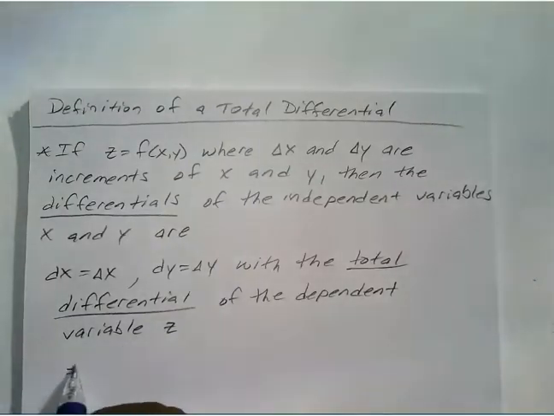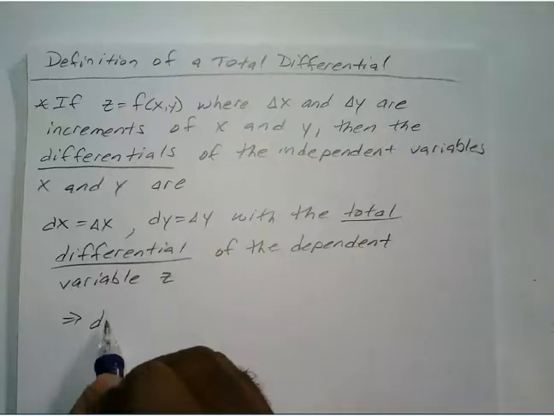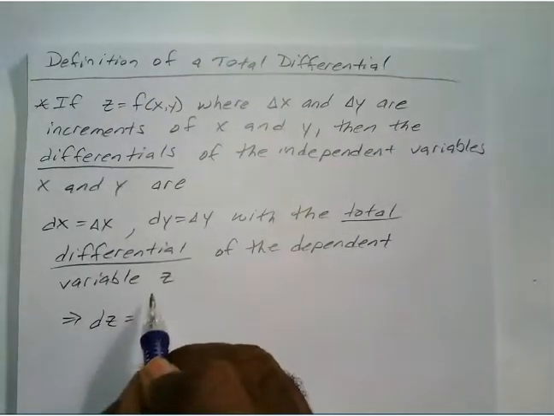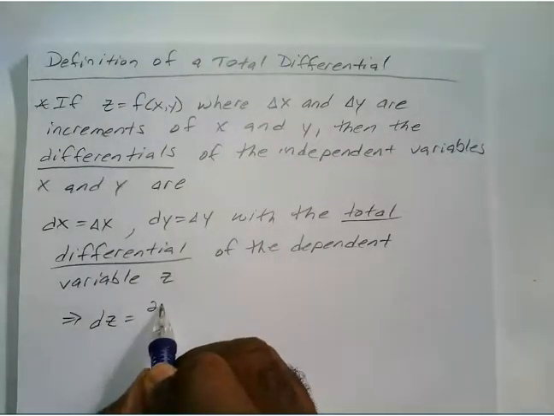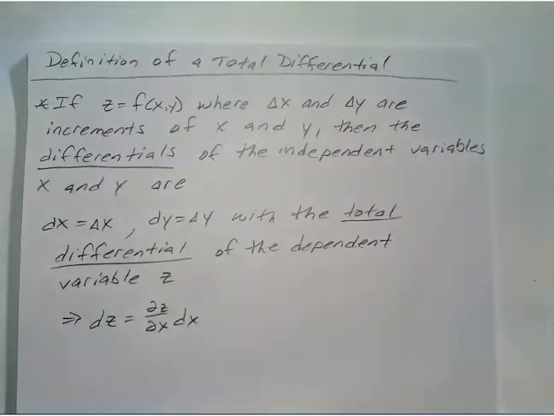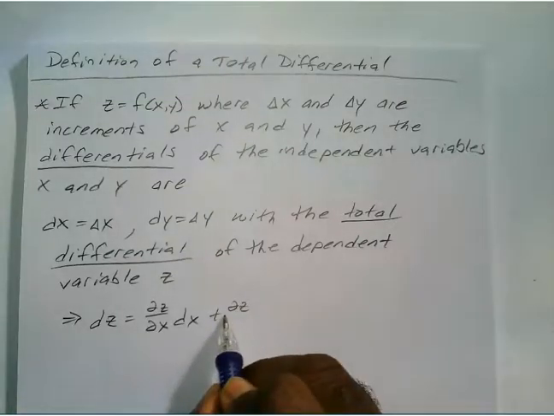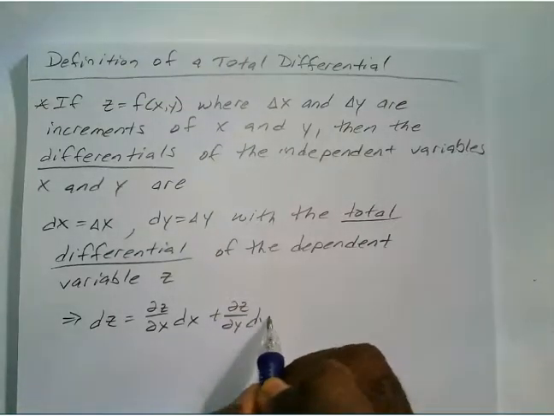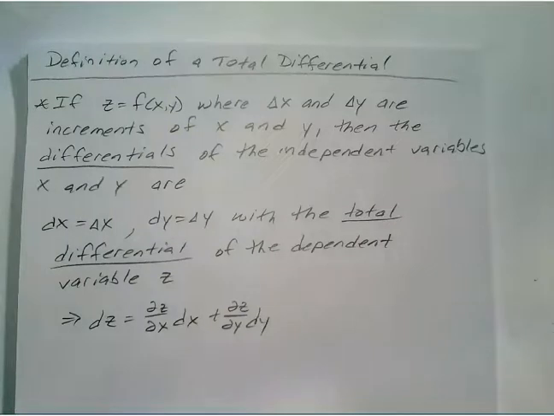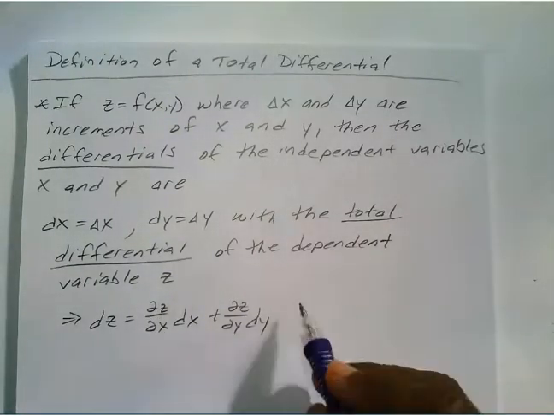And that is dz equals partial derivative of z with respect to x dx plus partial derivative of z with respect to y dy. Okay. Now your partial derivative, you can change the way that looks.